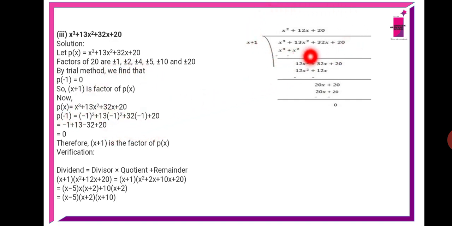You are dividing the given polynomial with x plus 1. You will get x square plus 12x plus 20. Now 12x, splitting the middle term, you can divide as 10x plus 2x. 10 into 2 is 20. So after splitting the middle term, x square plus 2x plus 10x plus 20. So x is common in the first two terms and 10 is common in the next two terms. So you will get x of x plus 2 plus 10 of x plus 2, and if you take x plus 2 as common, the three factors are x plus 1, x plus 2 and x plus 10.